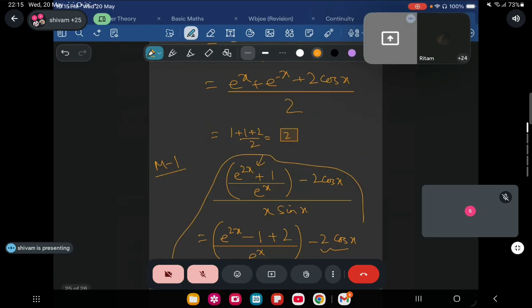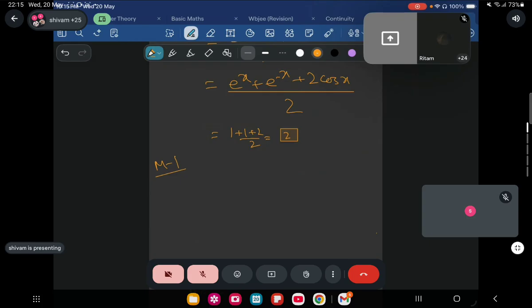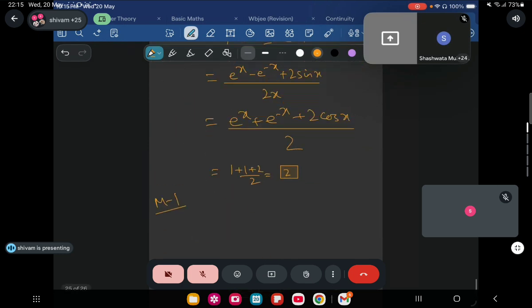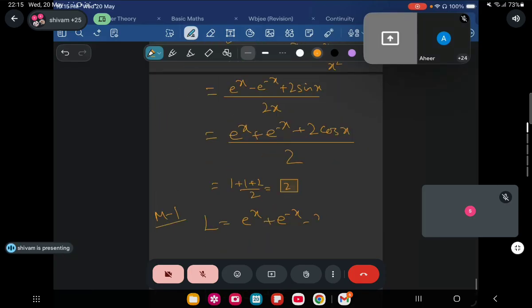Okay, anyways. I have also used L'Hopital only. Sir, but best is expansion. Wait, I'm telling you what to do. So we have got L equal to e to the power x plus e to the power minus x minus 2 cos x divided by x sin x.